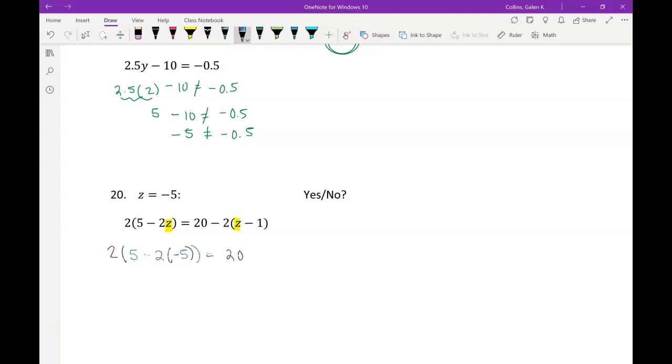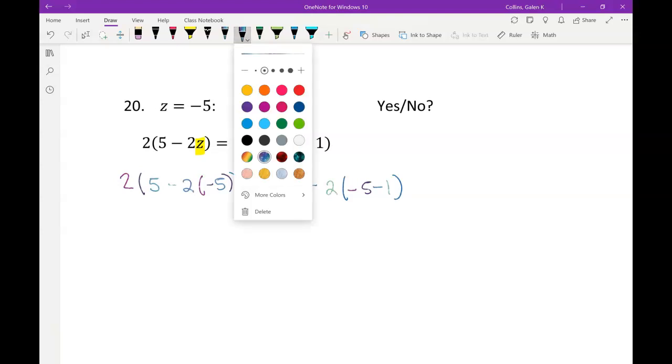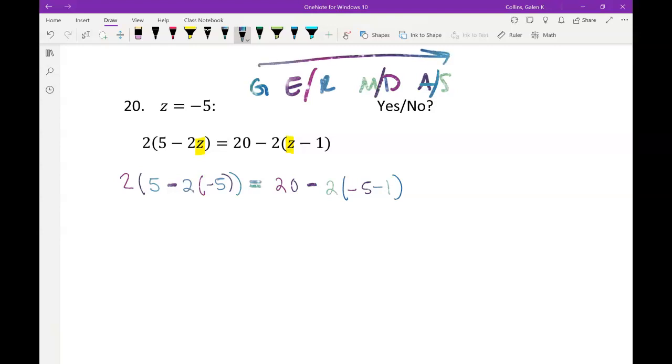That equals 20 minus 2 times negative 5 minus 1. This one's a little harder. This is why I don't use the sparkly pen. It's kind of hard to see, but we've done a bunch of examples already, so just for fun here. Okay, so instead of distributing, I would go ahead and just do what is in the parentheses. So remember, we are evaluating, so we are following the order of operations. So 5 minus 2 times negative 5, I need to do the multiplication first. I could think of 2 times negative 5 as negative 10.